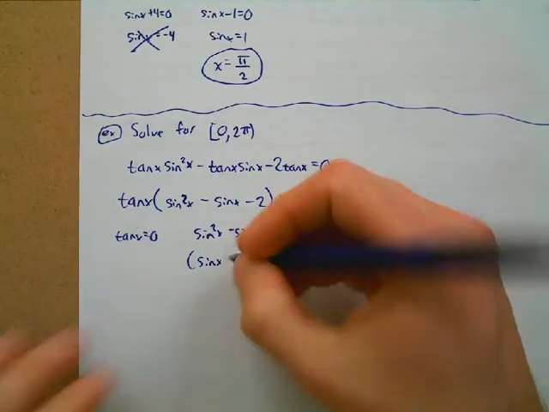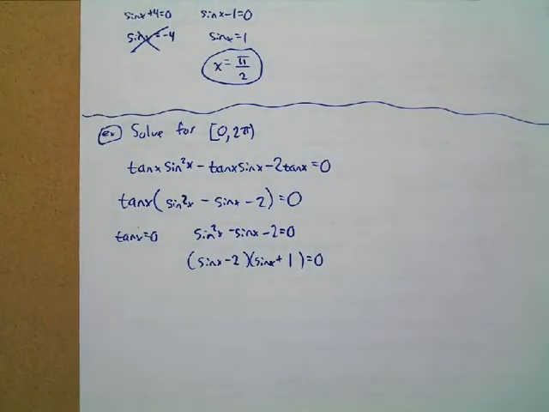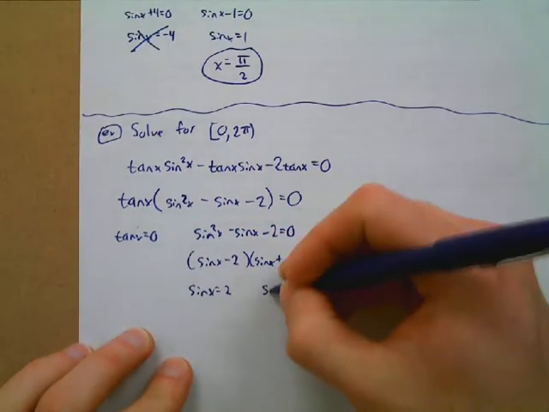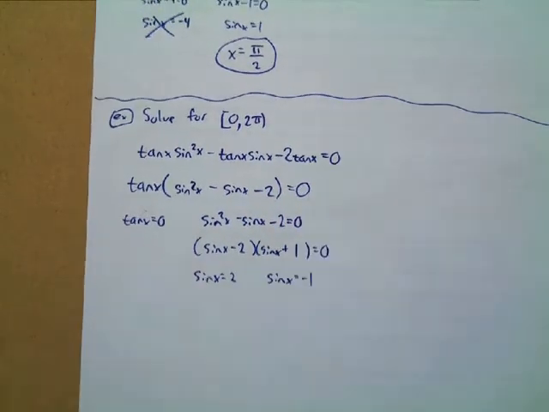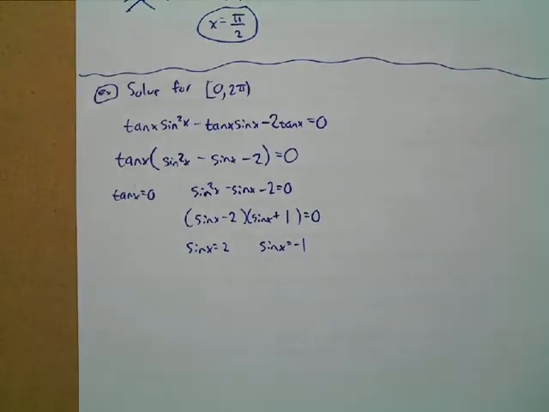Okay. And so we can say that sine of x is going to equal 2, or sine of x will equal -1. We'll come back to the tangent in just a second. Let's talk about these though. Sine of x equals 2. When does sine of x equal 2? Never. Okay. Sine of x equals -1. When does sine of x equal -1?